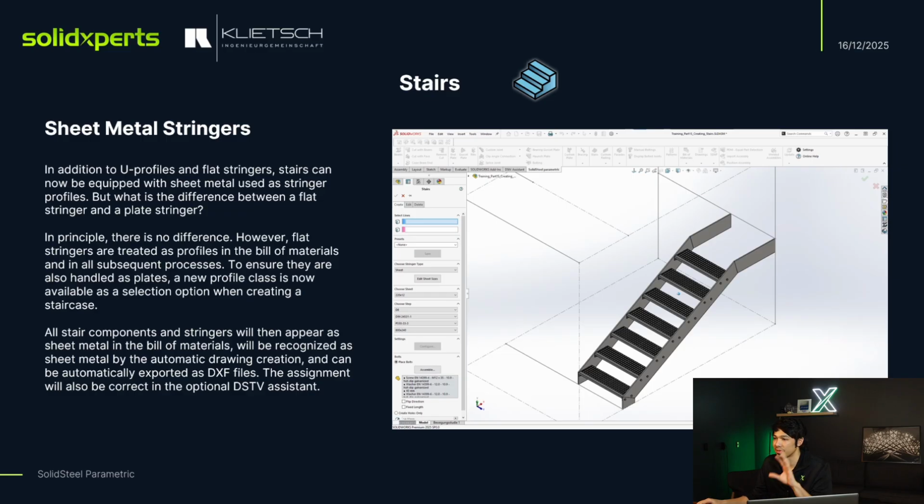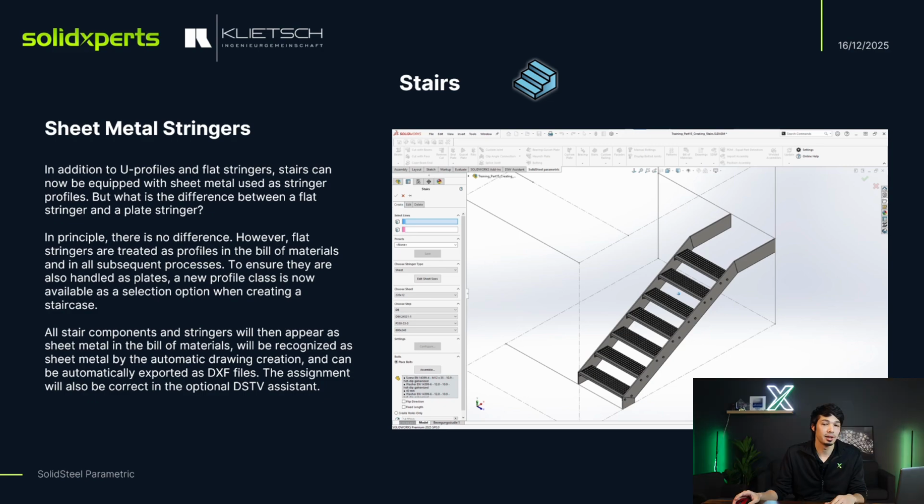So what's the big difference between flat stringers and plate stringers? Well, in principle, they do behave the same geometrically. The real difference is how they're treated by our system. So in general, flat stringers are treated as profiles in our BOM, but when it comes to sheet metal stringers, they're typically treated as plates. So to support this, version 7.0 adds a new profile class that will allow stair components to be handled entirely as sheet metal.